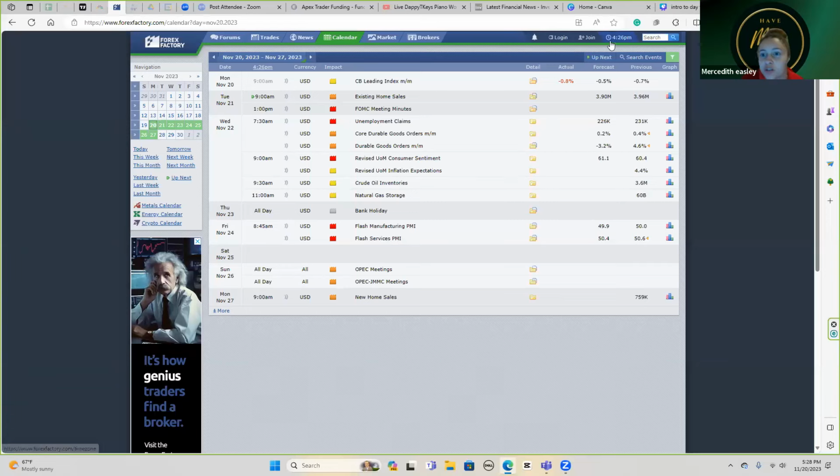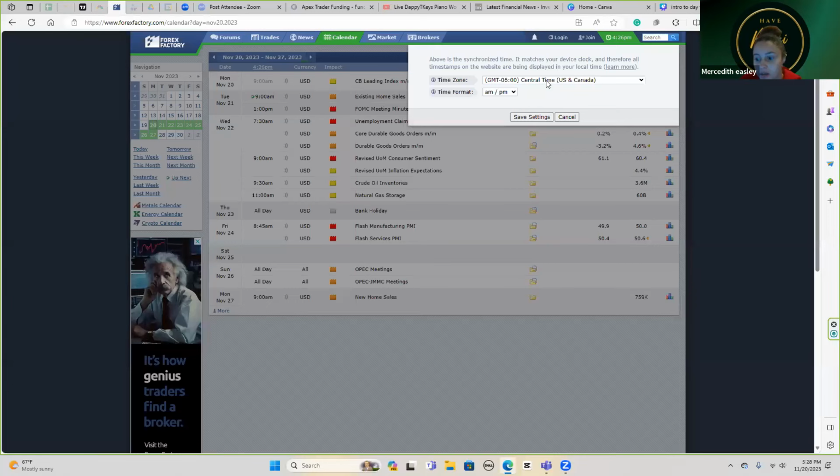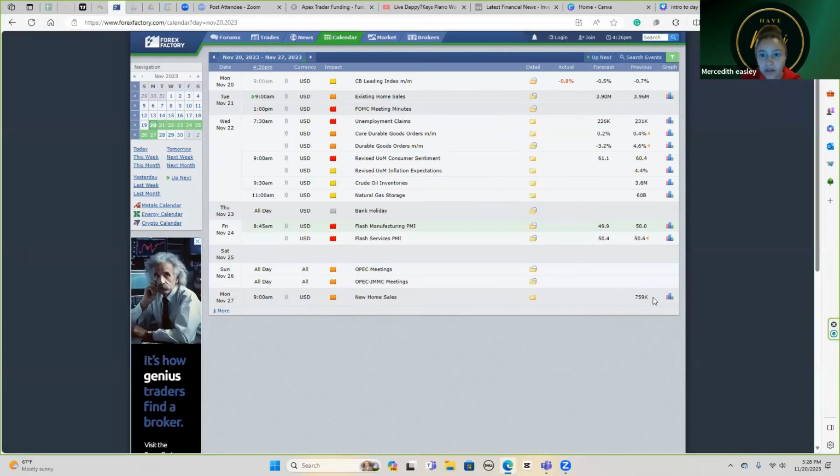You can also set it to your actual time. So this is helpful in keeping up with the news.